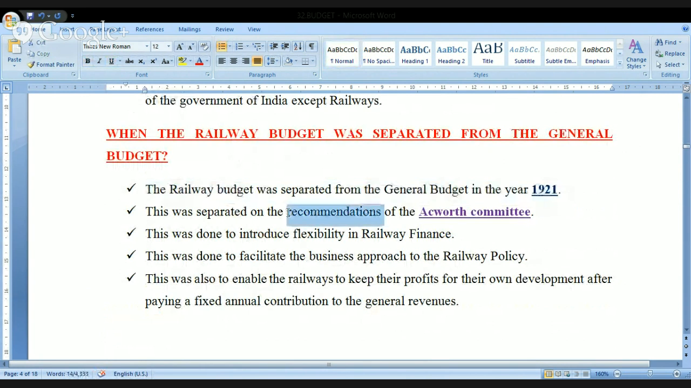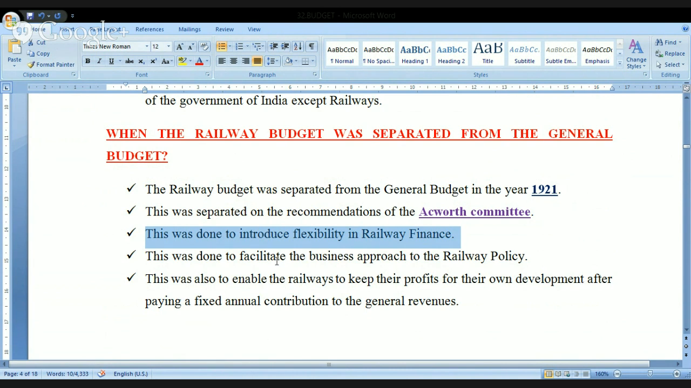It was separated on the recommendations of the Acworth Committee report. Kindly remember this point, very, very important one. This was done to introduce flexibility in the railway finances. So during that time, the British government was present in India. It felt that it is necessary to have a separate budget for the railways so that it can go for the faster development of the railways if you have the independence in the railways.